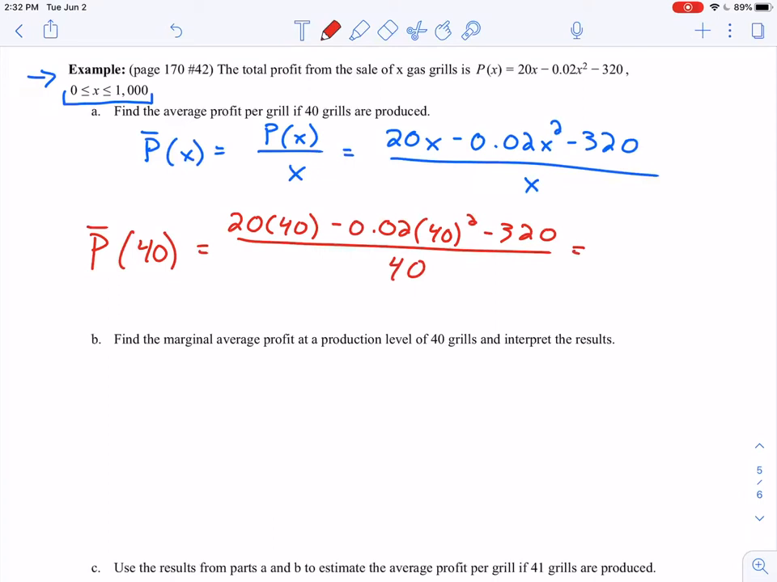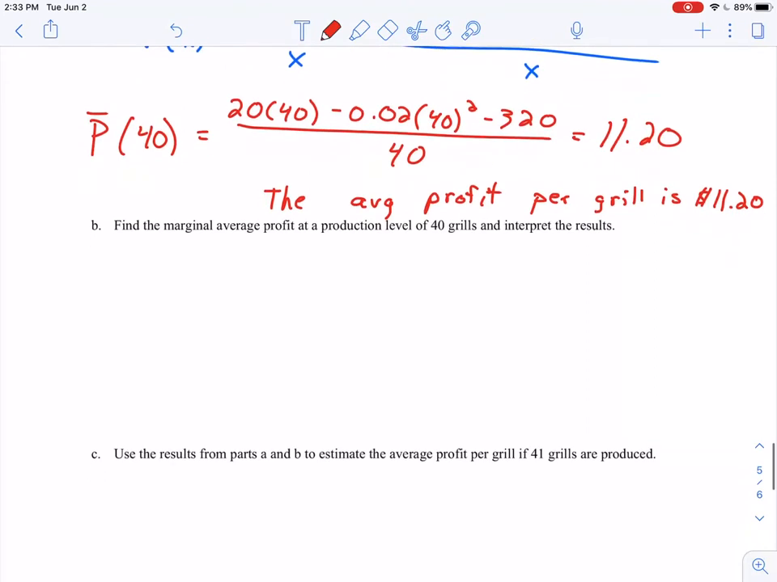You might want to have your graphing calculator. I certainly do, because I don't trust my mental math here. 20 times 40 minus 0.02 times 40 squared minus 320, that whole thing divided by 40. Here I've got 11.2, and we're talking about this in terms of dollars and cents, so I want to talk about this as $11.20. So the average profit per grill in this case is $11.20. That's how much I'm making on average for each grill that I manufacture and sell.